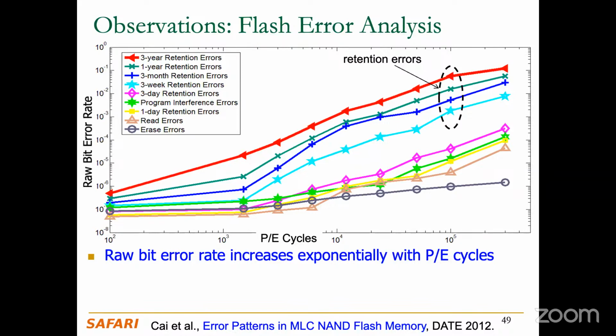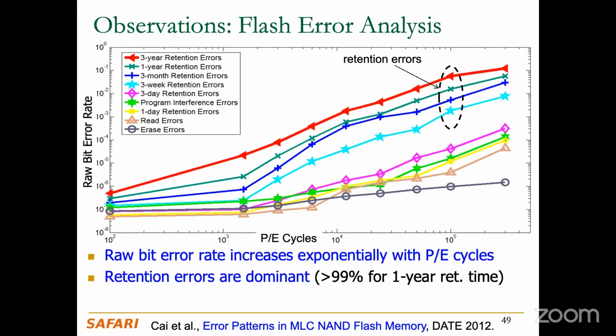And that's the reason that your endurance is limited by the number of PE cycles, right? Because at some point your error rate is quite high, which you cannot fix anymore with ECC and other techniques. And then you will see that, okay, my device is dead and I cannot use it. And retention errors are dominant.